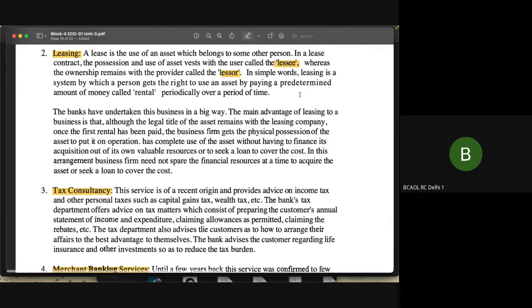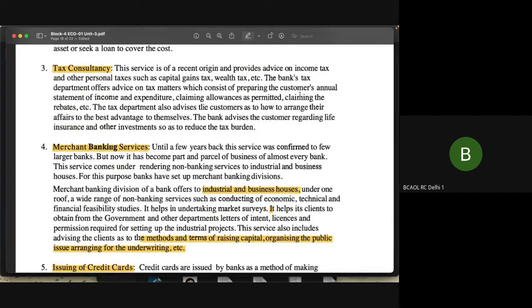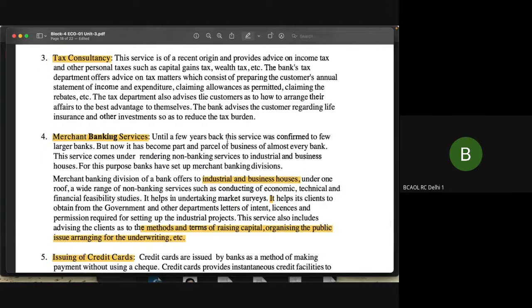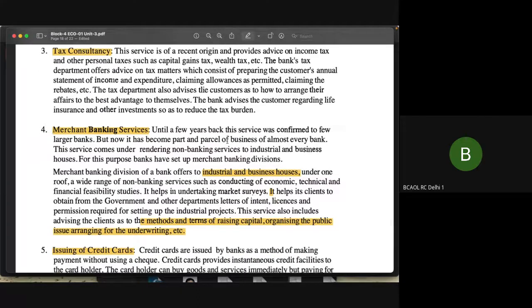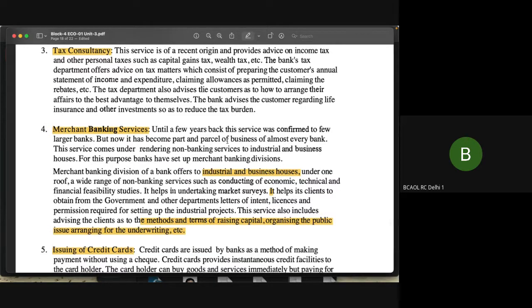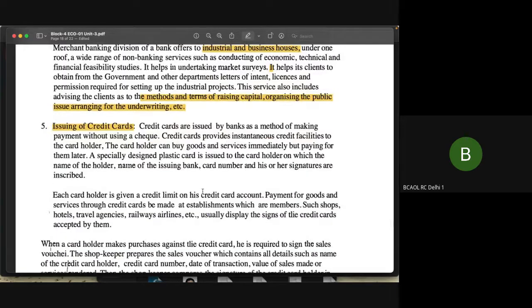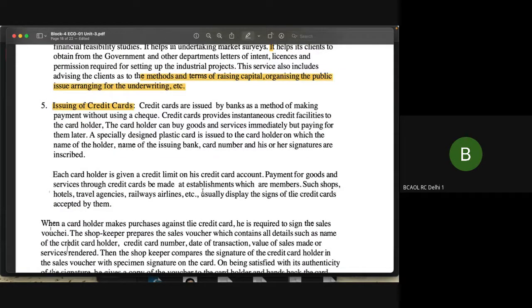Tax consultancy, of course, you go to the bank and you hire them for your tax purposes, tax saving purposes. Merchant banking services where the securities are involved, you may hire banks to do underwriting for you, to raise capital for you. Okay, basically business people get into merchant banking more than the normal people because they require huge money, huge credit. Credit card, I'm sure you know, it's a card which again provides you with the overdraft facility of your account.